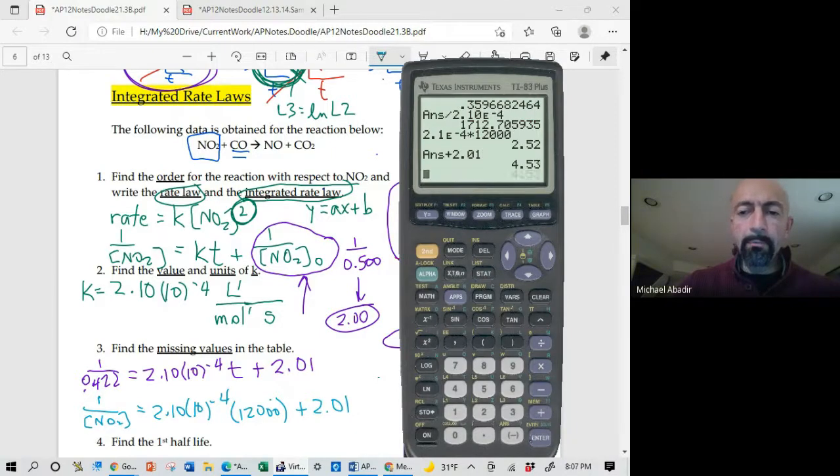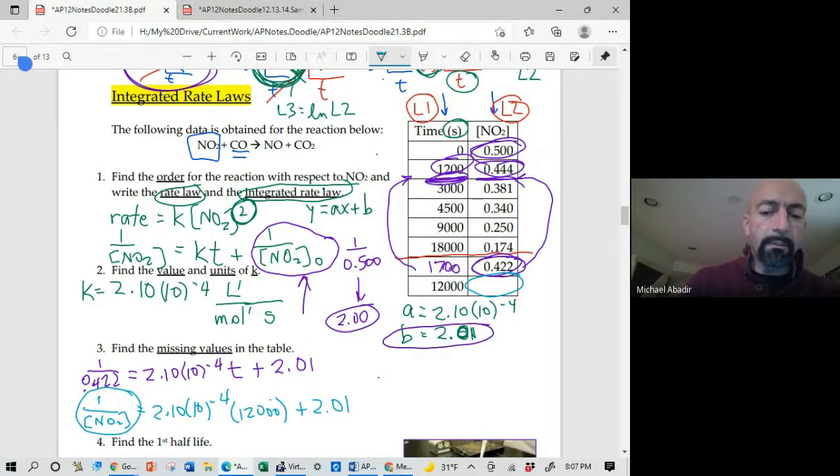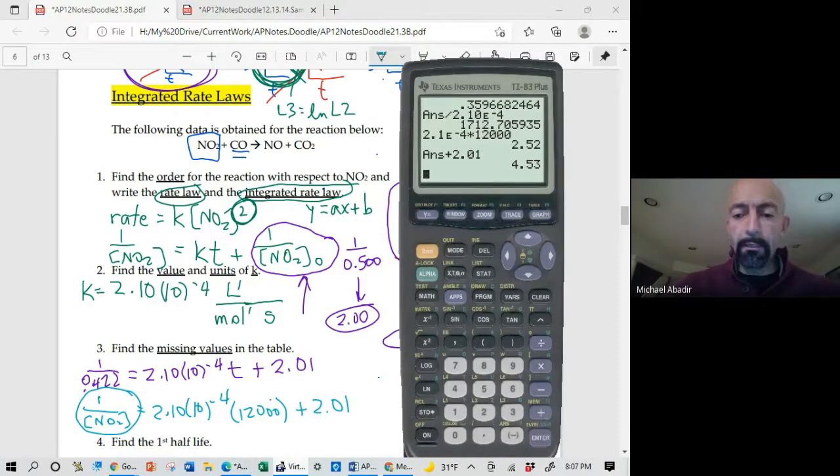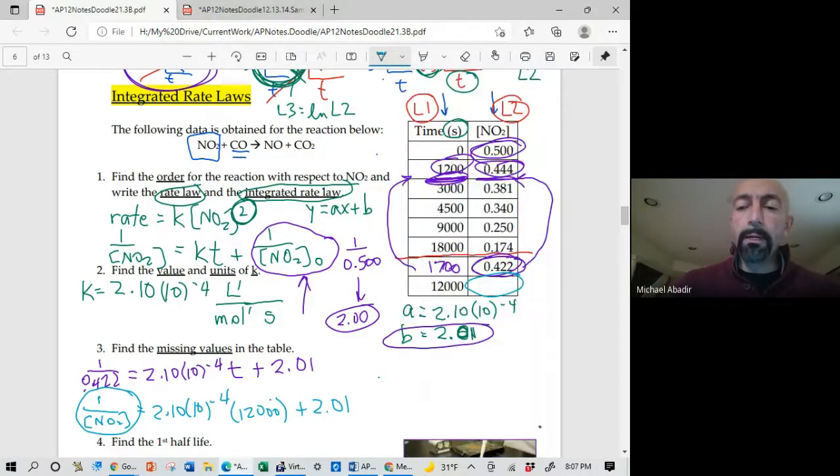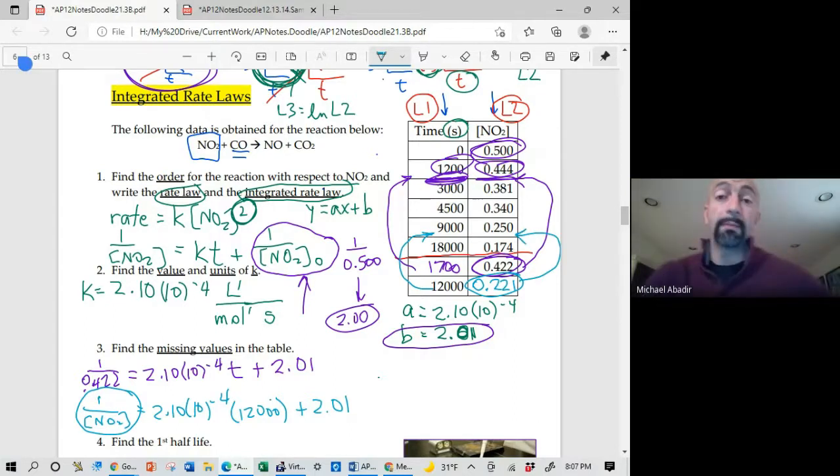But remember, that's going to equal the inverse of the concentration. So we have to inverse that. You can just hit inverse, x to the minus 1. And you get 0.221. So 0.221 is this concentration. Does that make sense? Let's see. 12,000 fits right in between here, between 9,000 and 18,000. And look, 0.221 fits right here between 0.250 and 0.174. So always do a little common sense check to make sure that made sense.